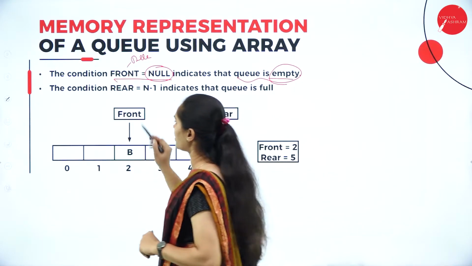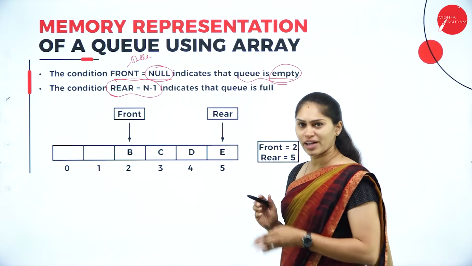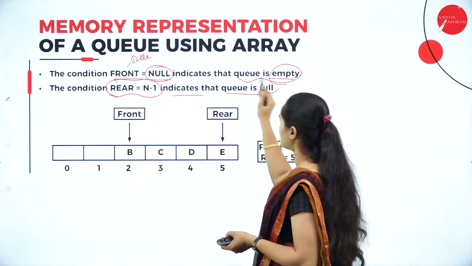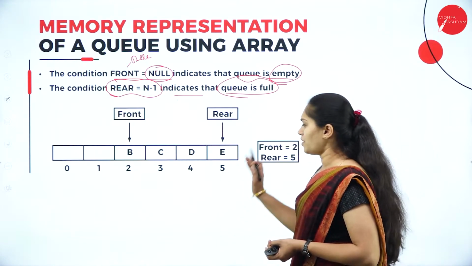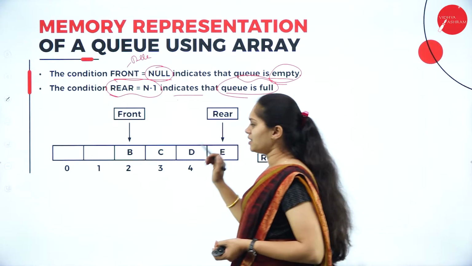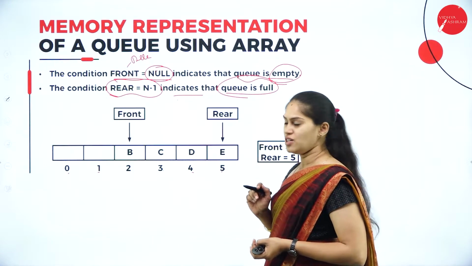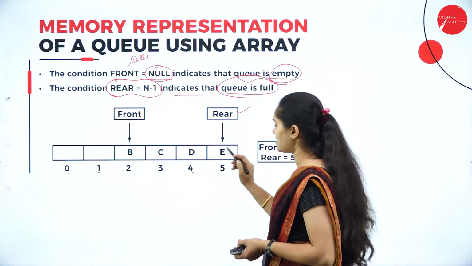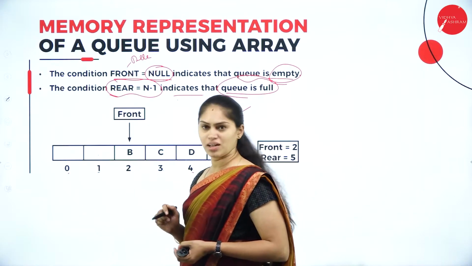Then what about one more condition? Rear is equal to n minus 1. If I'm at the last location of the collection of elements in the queue, that indicates the queue is full. So here you can see the representation. We have 6 elements placed here, starting with 0, 1, 2, 3, 4, and 5. With the help of this rear pointer, we are going to insert a new element. We know that here we have 2 vacant places, right?